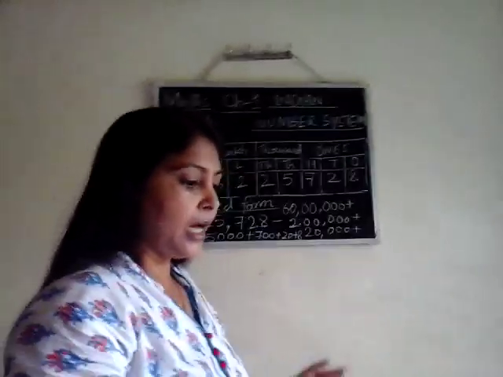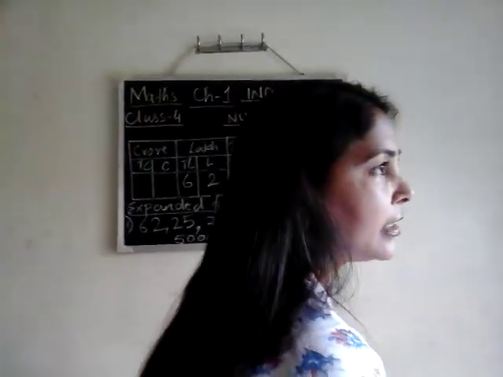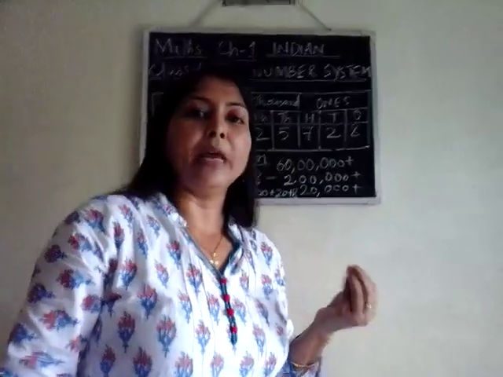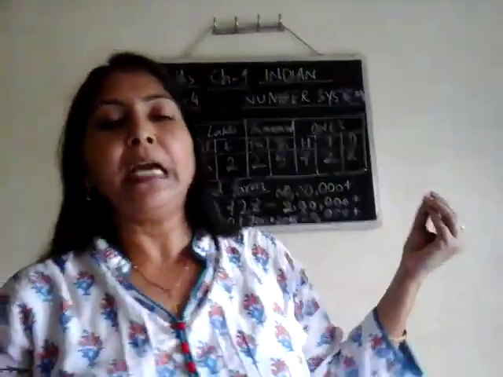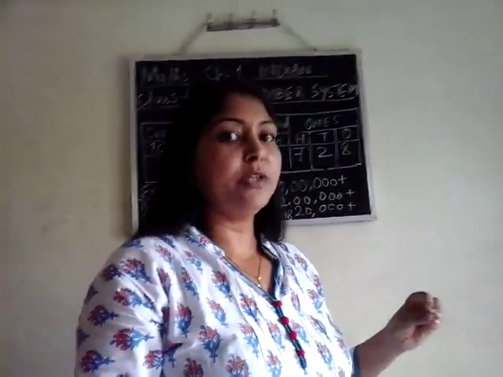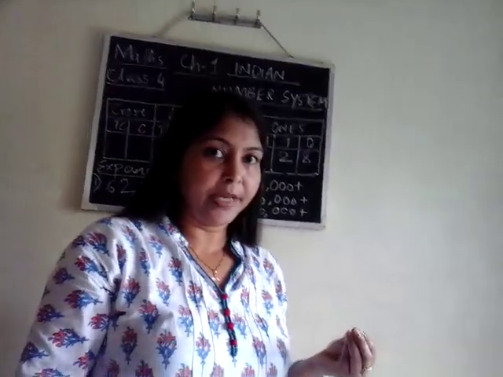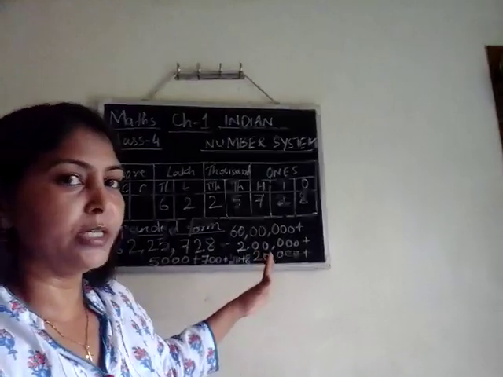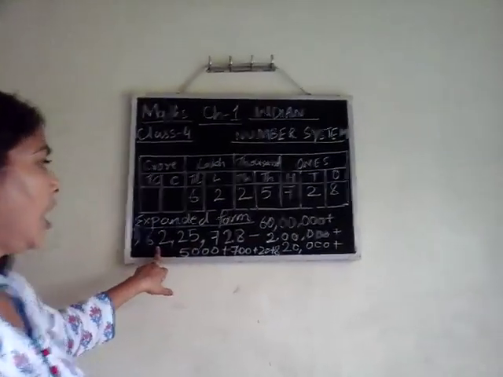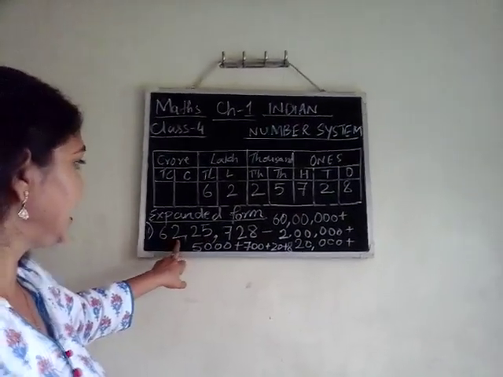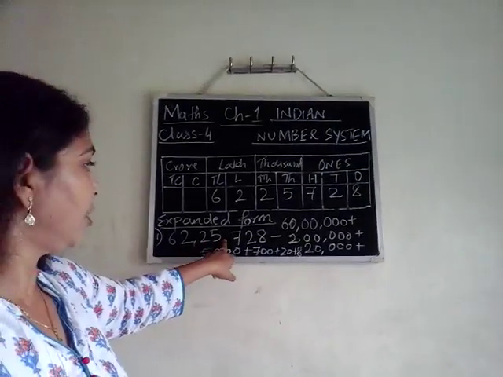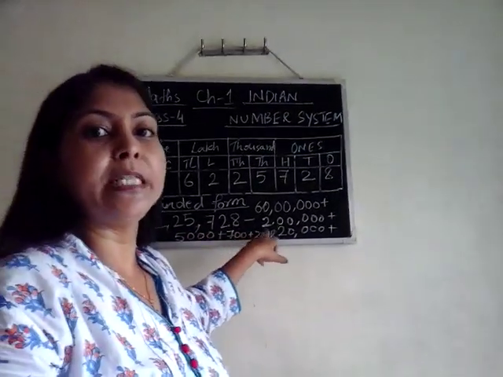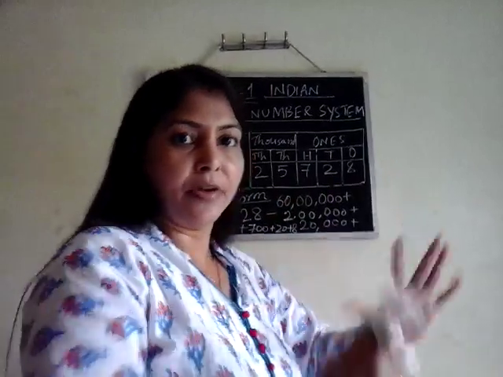Fine. Now there are many exercises based on this topic. It is given in your book. So which you will be doing in your copy, right? Now I hope you have understood how to do this. See, this number is exactly 62 lakhs 25,728. So this we have written in the large form.